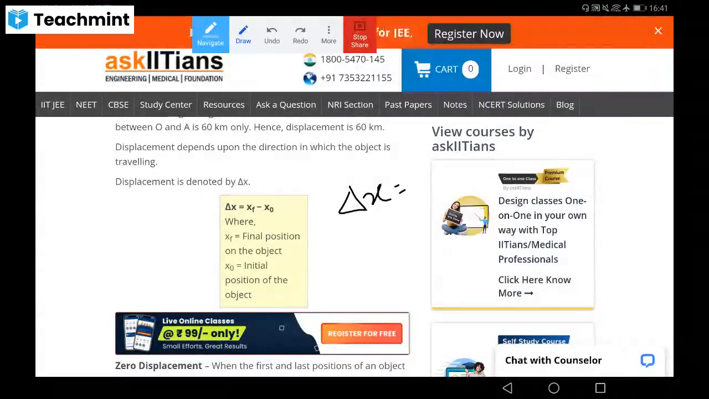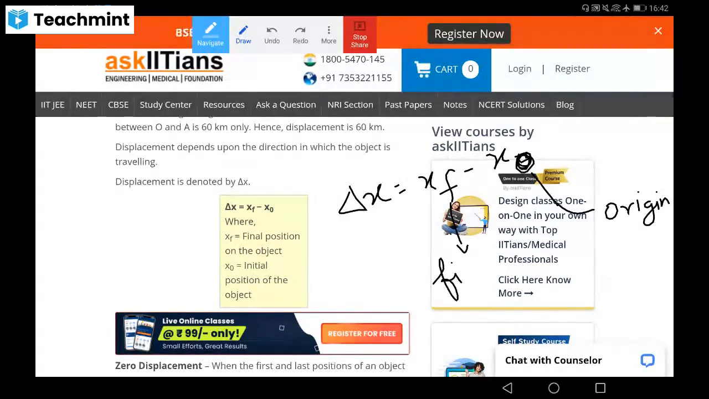Delta x is equal to xf minus x naught, xo. Okay, so xf is the final position and xo is the initial position. Because o refers to the origin, and f refers to the final point or the end point.